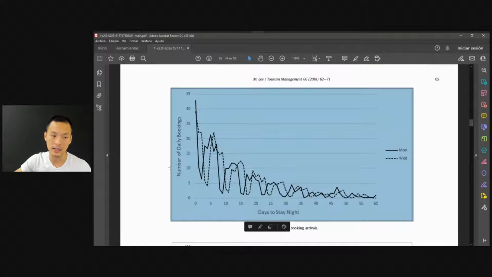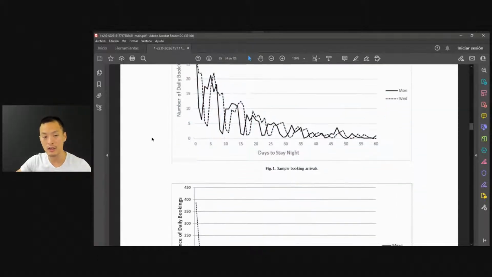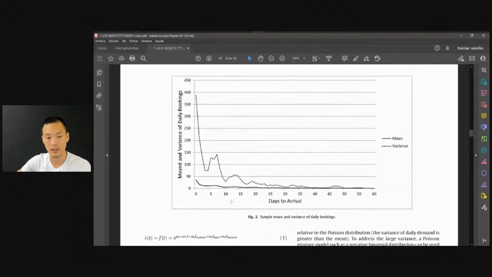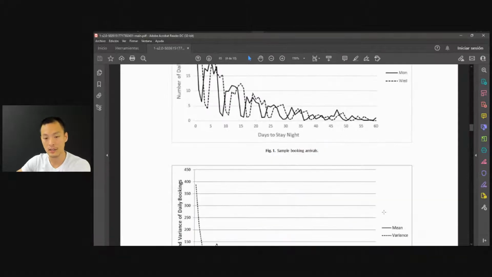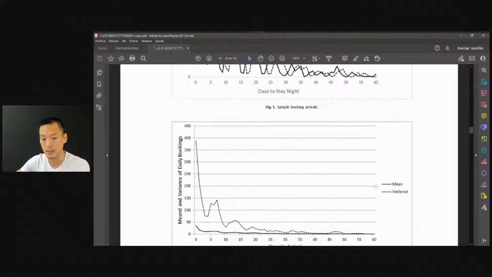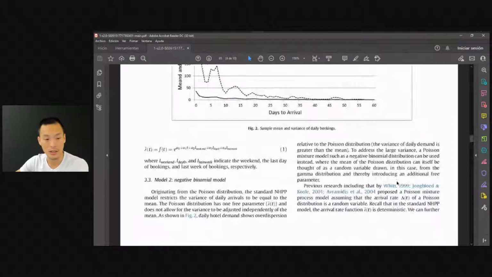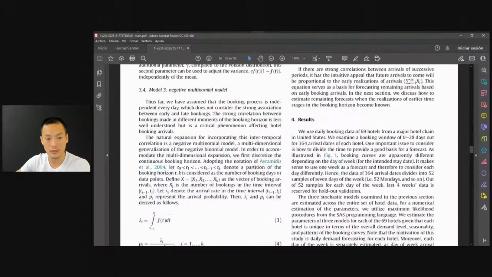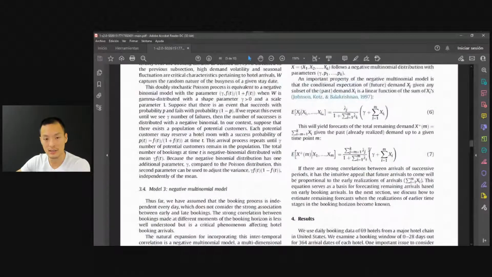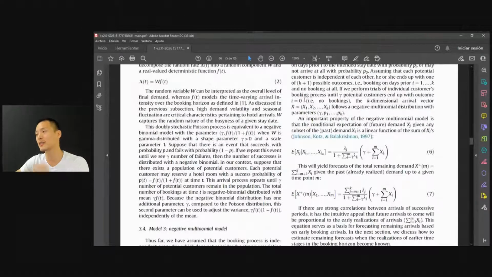Maybe days of stay, number of daily bookings, and you go, okay, maybe they talk about days and whatnot. Then you see the words mean and variance, so maybe they talk about statistics a little bit. And then you keep scrolling, and then you see stuff like this that makes you go, especially if you're not mathematical. But if you're nerdy like me, you go, oh, I would love this paper.